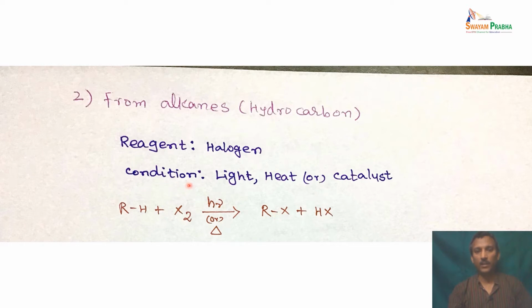The conditions required for this transformation are light, heat or catalyst. Any one of these is required. So the alkane, which is RH, reacts with X2 in the presence of h nu, that is light, or heat, and gives RX, that is alkyl halide, plus HX. This is formed in this reaction.